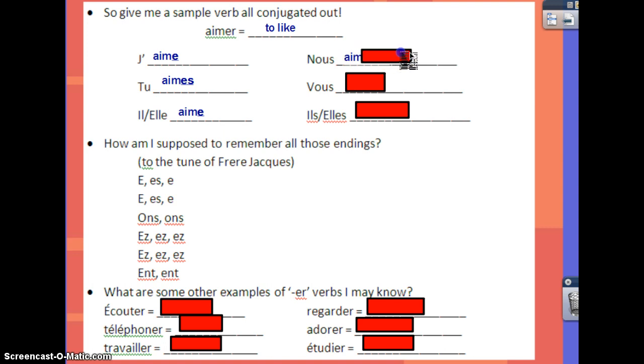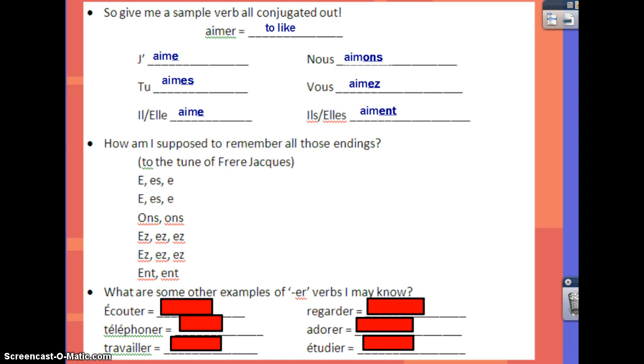To say we like, we drop off the ER and add the nous ending, which is O and S, nous aimons. To say y'all like, you drop off the ER and add that EZ ending for vous, which is vous aimez. And to say they like, you drop off the ER and add the ils and elles ending, which is ENT. Again, that is ils and elles aiment.